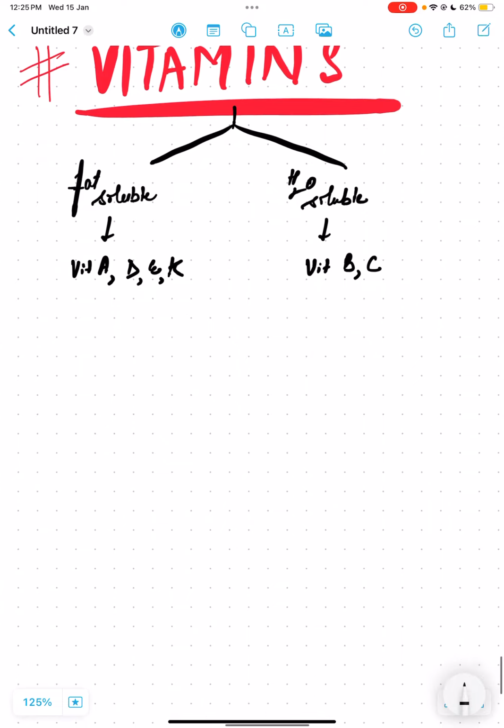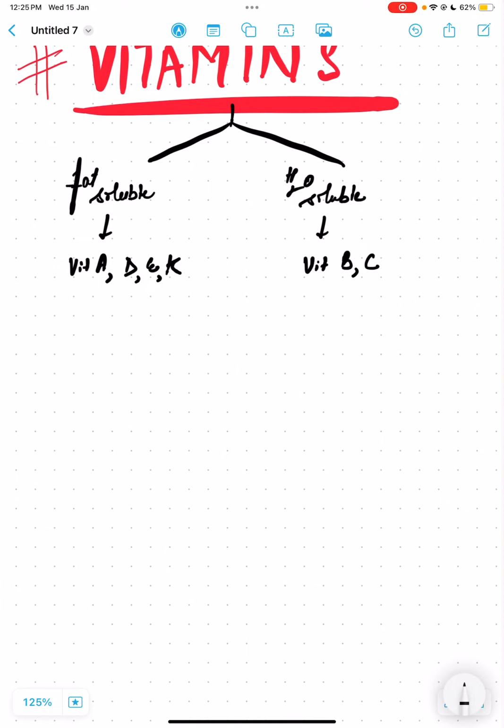Okay, now as all of you know, vitamin A is basically good for the eyes, that is from the carrot, for the vision. Vitamin D is called the sunshine vitamin, that is from the sunlight. Vitamin E is basically to prevent our aging. It is also the anti-sterility vitamin, and vitamin K is important for the clotting.